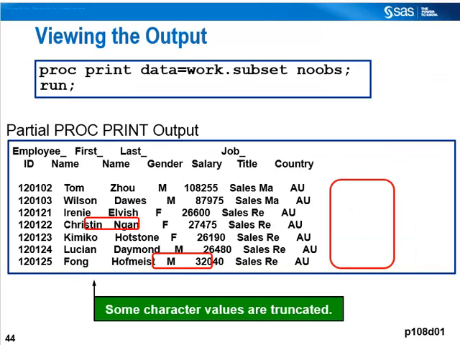Here is the output that we saw earlier. Let's address the character truncation issue. Remember that with list input, all variables are 8 bytes long. Regardless of the type, 8 is really the ideal length for a character variable. In this example, it is too short for the first name, last name, and job title, and longer than necessary for gender and country. We need to set the length for the character variables.